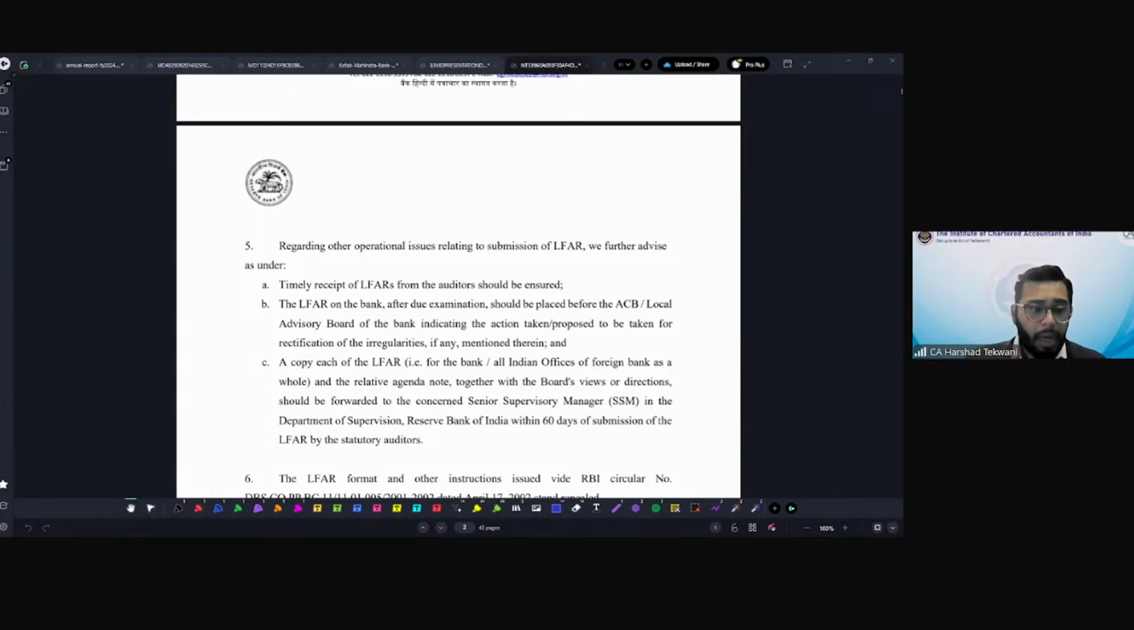Basically, when it comes to the subsidiaries, it is either at the branch level or the central level. So you have multiple branches involved in this for the LFAR. I'm not sure about the subsidiaries that you are referring to. If you are referring to branches, yes, each branch auditor has to prepare this.